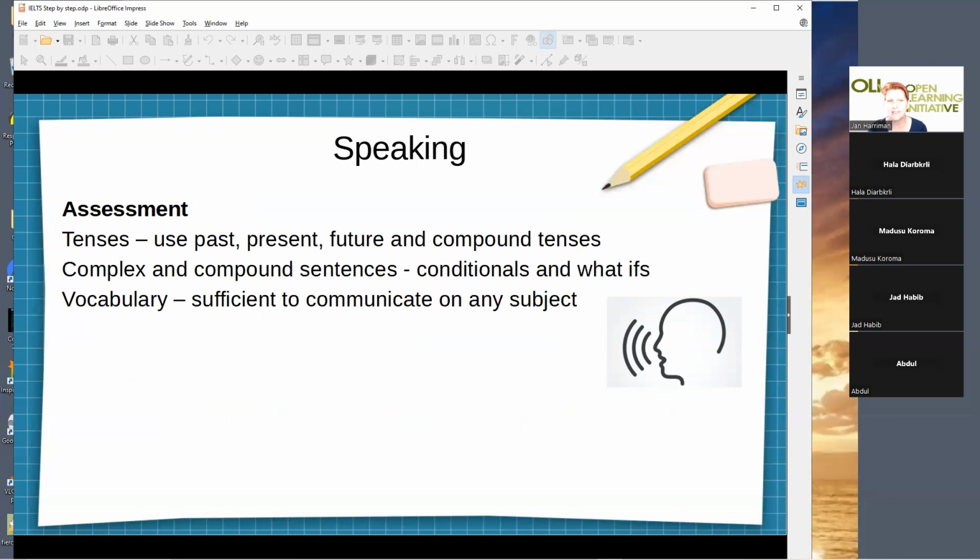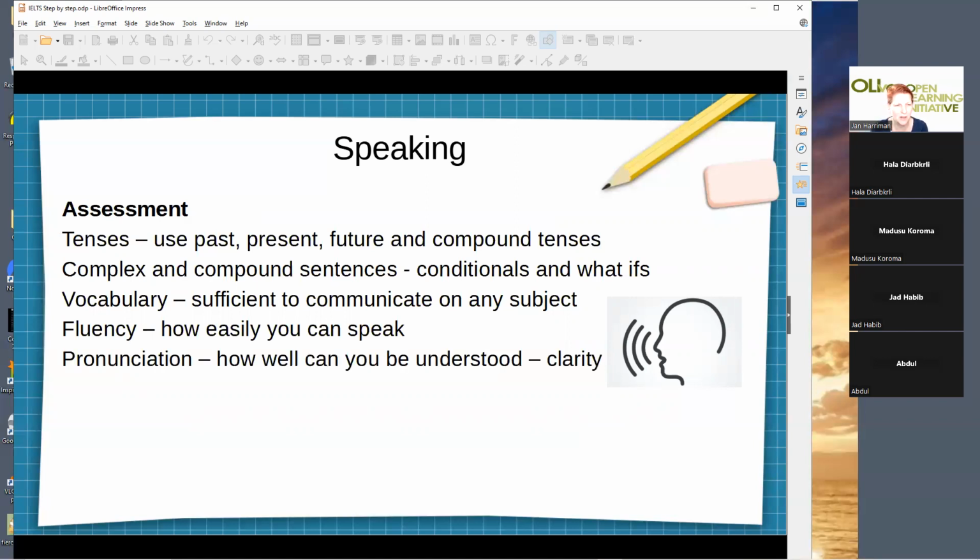The vocabulary, is it sufficient? It doesn't have to be perfect. You don't need any specialized knowledge. How easily you can speak. Will you keep talking, or do they have to prompt you, or do you sometimes stop? The one thing not to do is don't stop. They'll interrupt you, but just keep talking. If you've got ideas, keep talking. And then pronunciation is just about clarity.